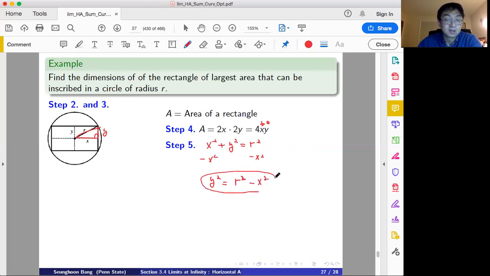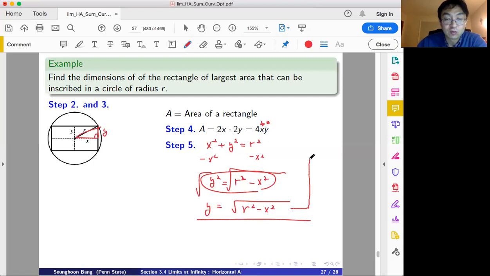You plug this one, but not yet. Take a square root. So y equals the square root of r squared minus x squared. You don't need a negative sign because length is always positive. You plug this y value into here. What's A? A is 4x times the square root of r squared minus x squared. So this is a function of x.